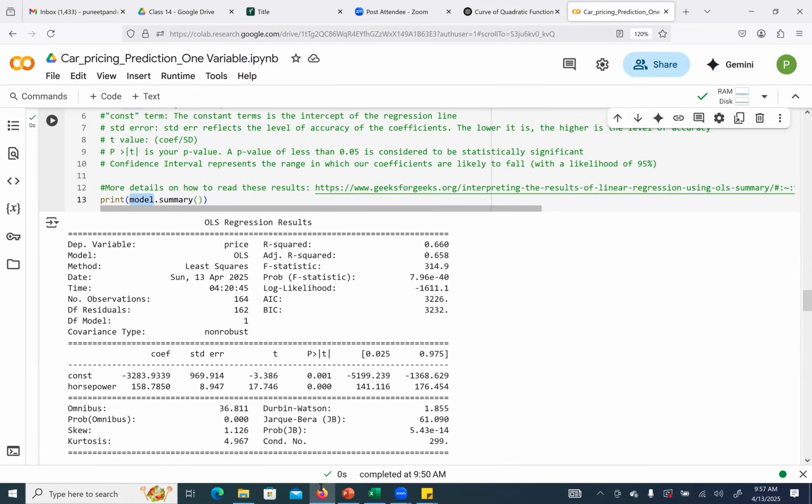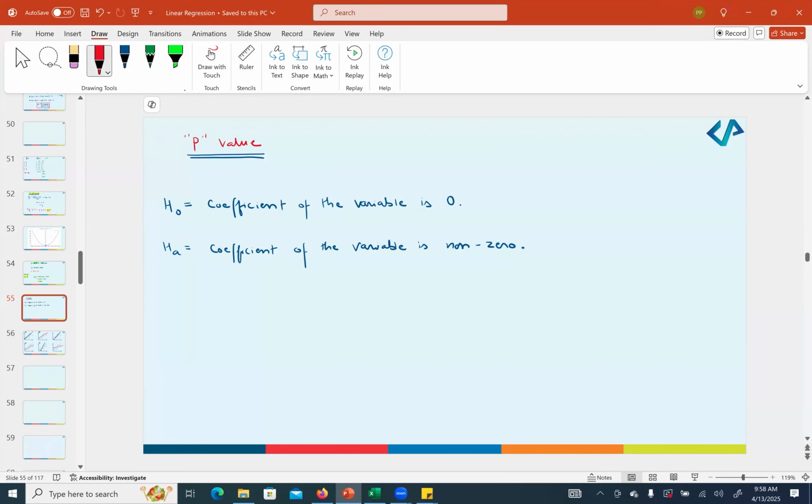I will explain. Now, tell me, if the p-value is less than alpha, that is 5%, do we reject the null hypothesis or accept the null hypothesis? Reject the null hypothesis, right? Yeah. Here, the p-value is less than 0.05. So we will be rejecting the null hypothesis because our p-value is less than 0.05 for both the variables.